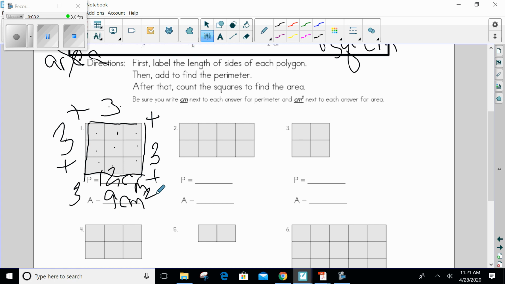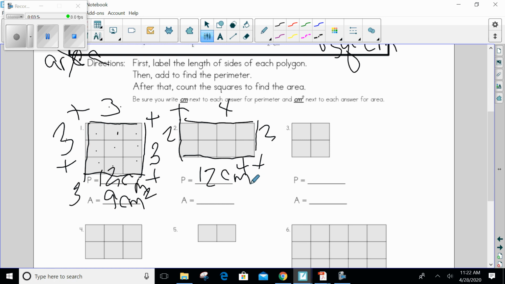We're going to count the sides. 1, 2, 3, 4. 1, 2. 1, 2, 3, 4. 1, 2. Okay, we counted all of these sides. Now we just add them up. 2 plus 4 is 6. 2 plus 4 is 6. 6 plus 6 is 12 centimeters.